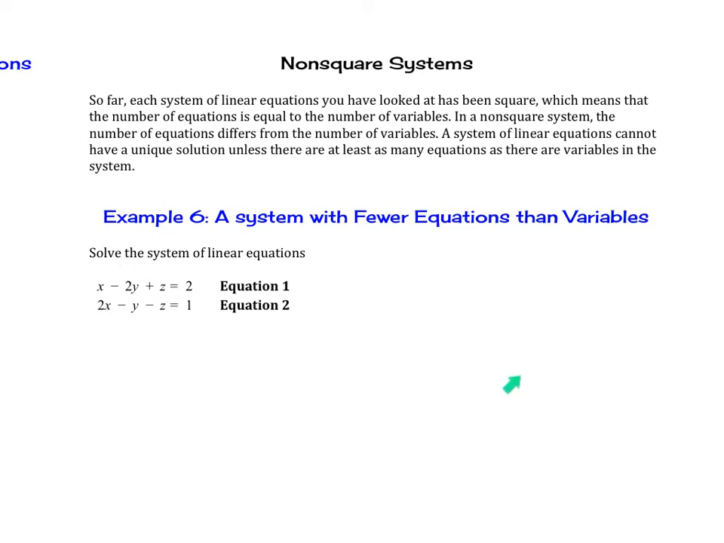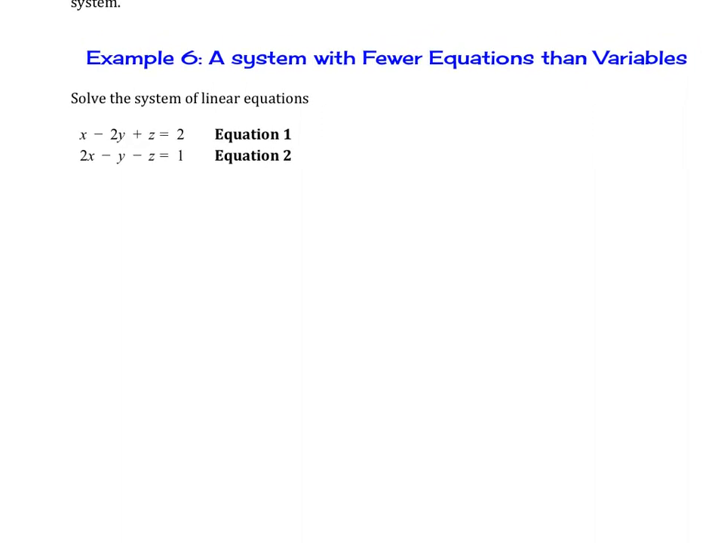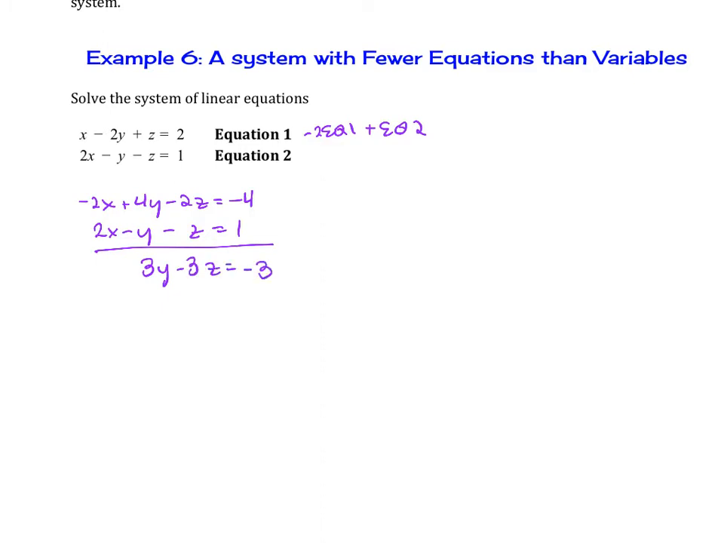We're going to solve the system of linear equations here. It's actually very similar to our infinite solutions, which is why this comes after that. So to solve for this, number one, the first equation is fine. It's in the first position with a leading coefficient of 1. So let's multiply -2 to equation 1 and add it to equation 2. So -2x plus 4y minus 2z equals -4. And then we write the second equation, 2x minus y minus z equals 1. So now we get 3y minus 3z equals -3.